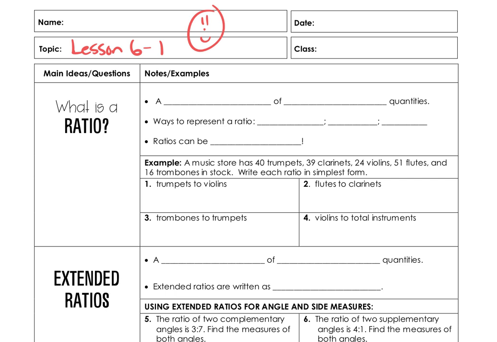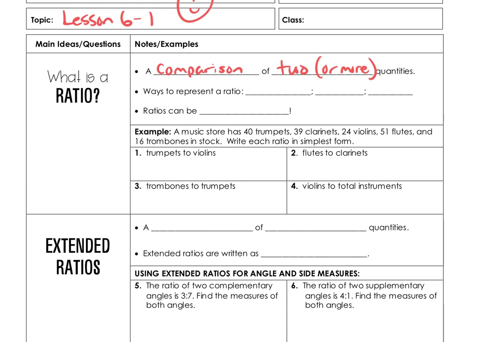A ratio is simply a comparison of two, and I'm going to say in parentheses, or more quantities. We can represent a ratio in three different ways. The most common way is as a fraction, A over B. You could also write A to B. And finally, we can do A with a colon B. Ratios can and should be simplified always! So I'm going to actually add on to that exclamation point.